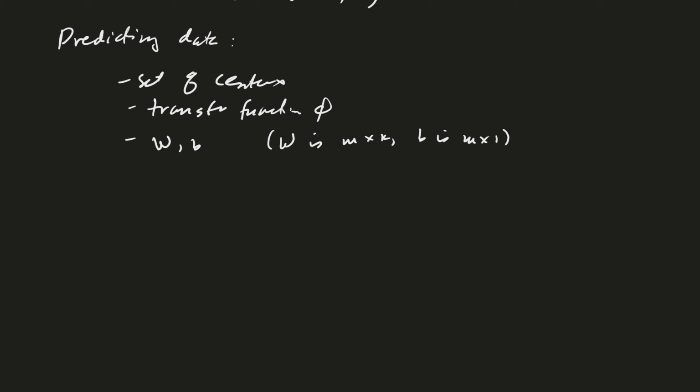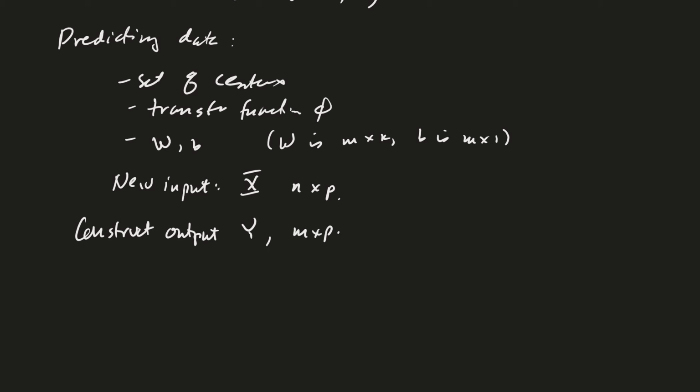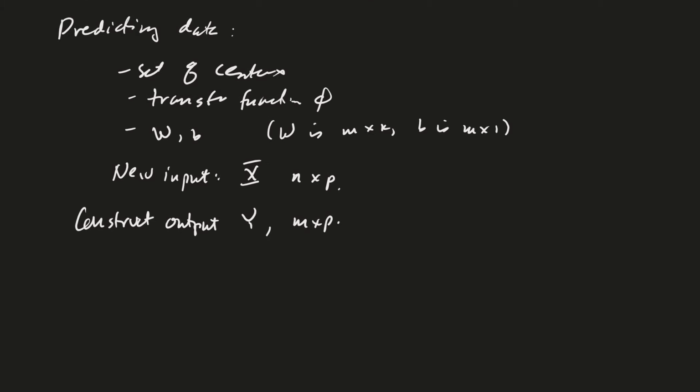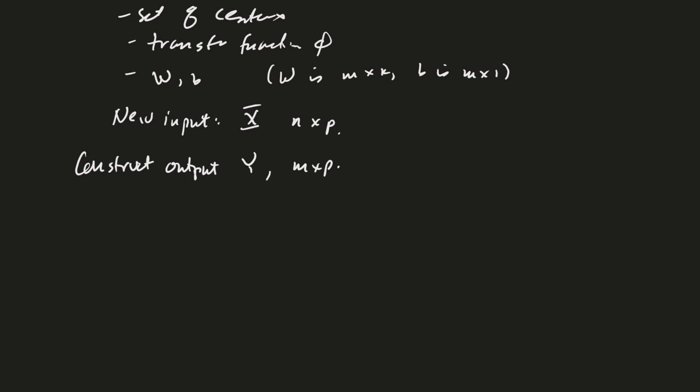Okay, and so now what we want to do is we have new input data. Let's just call it X, and X is going to be, let's say, N by, should we use N by P? Sure, what the heck. Good. And so what we want to do in this section is construct the output Y, which will be M by P. Okay?